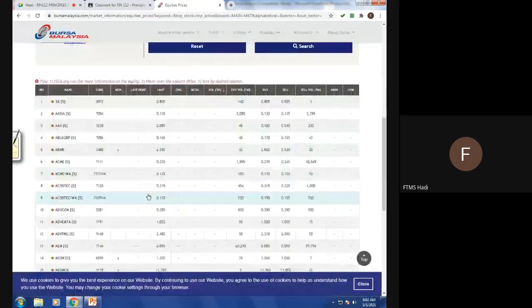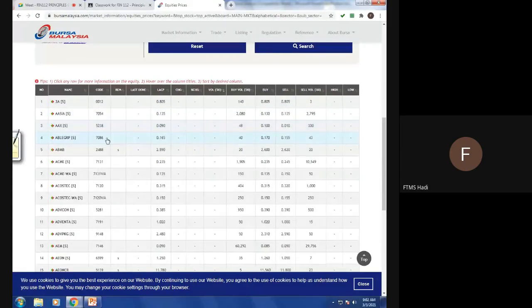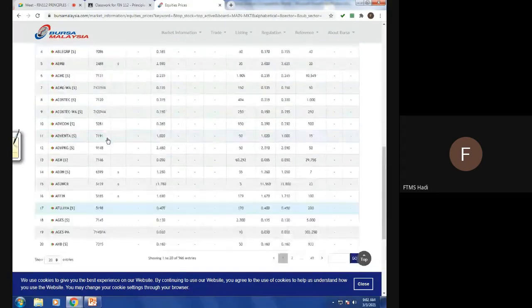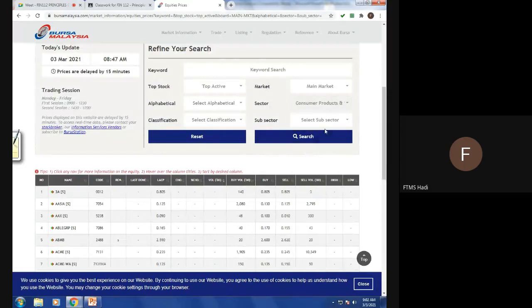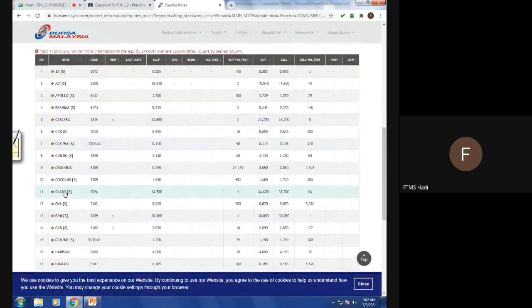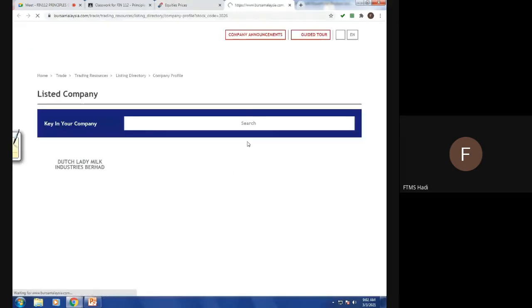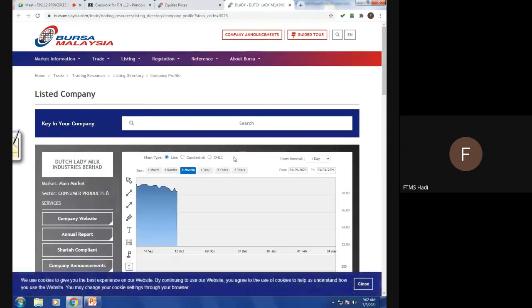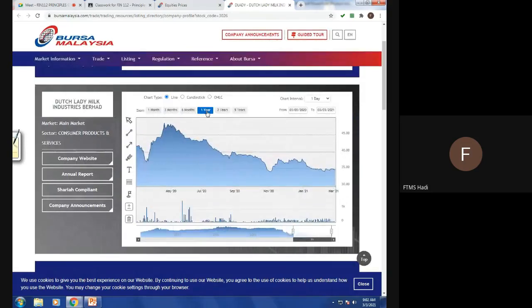Alright. Let's say A Asia. Have a look at this, Astral Asia. Okay, I think I need to select by sector. That might be easier for you. Consumer products. Let's say one of them is food and beverages. I believe most of you are familiar with this one, Dutch Lady, because Dutch Lady is dairy milk. Okay, let's have a look at one here.